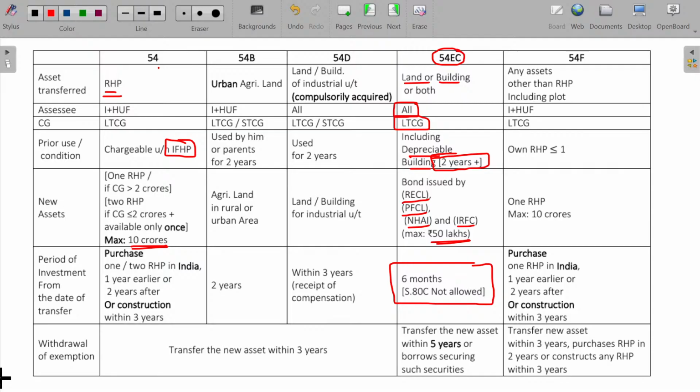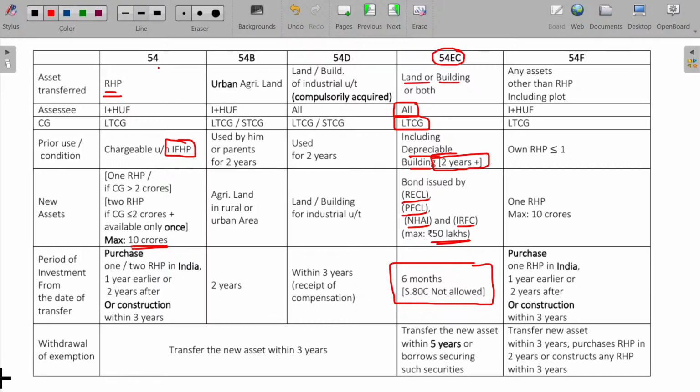In case of construction of house property, it takes time. Purchase of the house property also takes time. So 2 years, 3 years are given. But in case of investments, it's only a bond: go, pay money and get the bond. It's a matter of 6 months. From the date of sale, within 6 months, you have to invest in the bond, else you are not eligible.